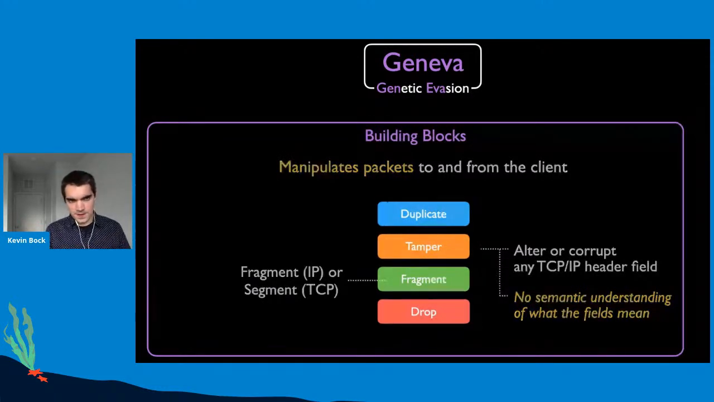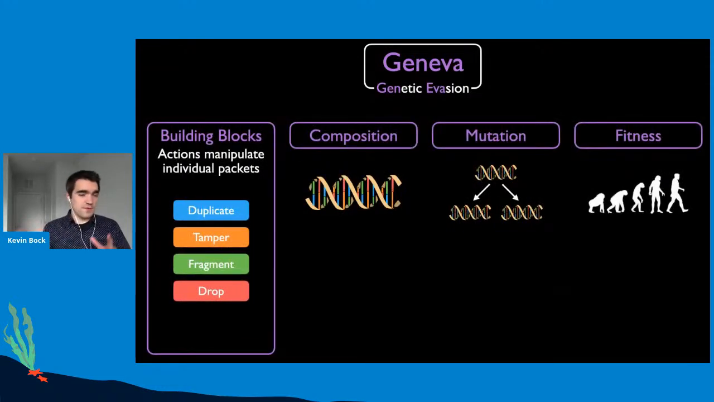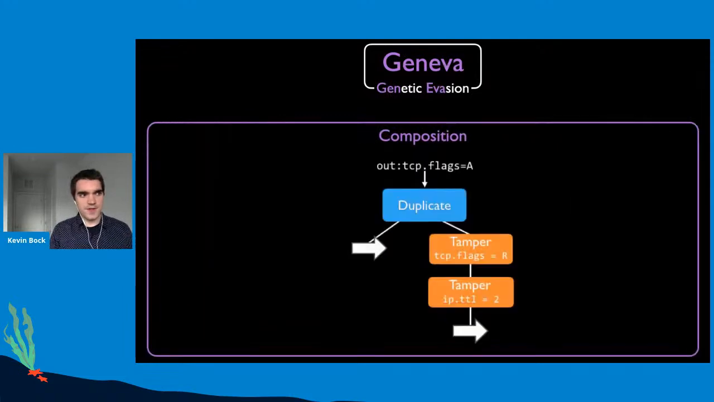So now we have a system of building blocks. The next question is, how do we start putting them together? And this action system actually lends itself nicely to a composition. The reason for this is some of these actions introduce branching. So when you have tamper, you take one packet, and when you're done tampering it, you still have one packet. But with duplicate and fragment, you start with one packet, and you end with two packets. So what we end up having is that a tree-like structure is a nice way to put these things together.